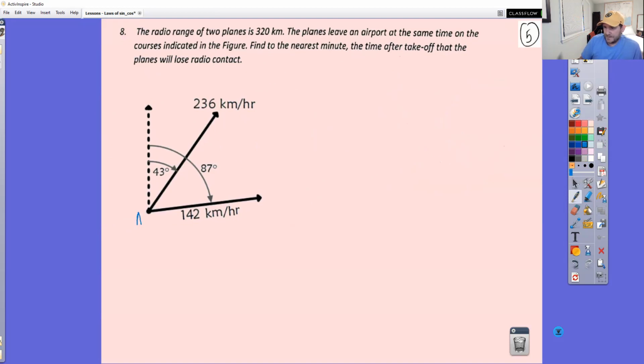So if this is sort of the airport, and this is plane X, and this is plane Y, some people were just interpreting when will the distance from A to X exceed 320? When will the distance from A to Y exceed 320? Well, since they're moving at different rates of speed, X would exit the radio range sooner, have a shorter time. This would have a longer time. You'd have two different answers. That's just not what we're going for. What we're actually going for is when will this distance between plane X and Y exceed 320? So we're supposed to be interpreting this as when will the planes lose radio contact with each other?